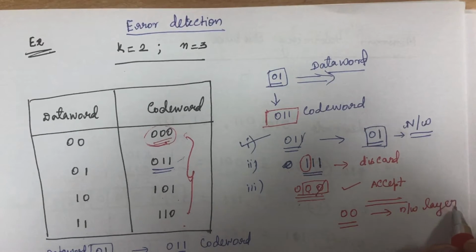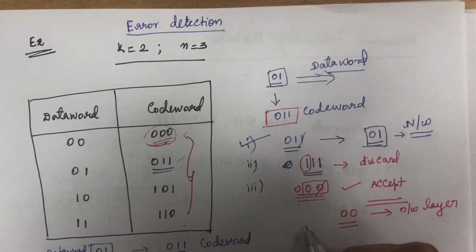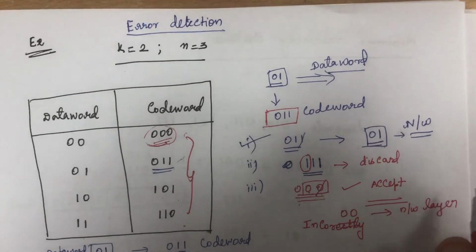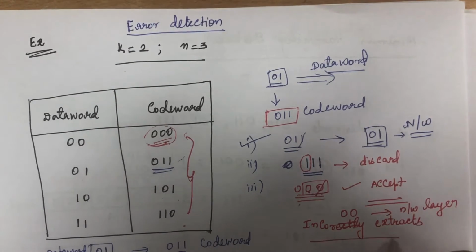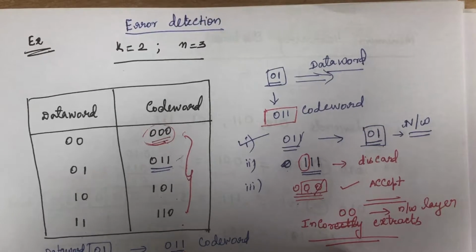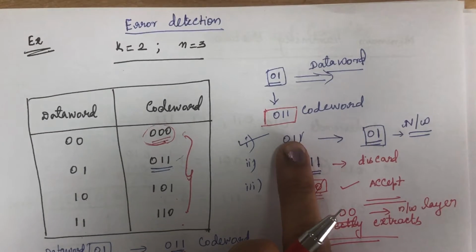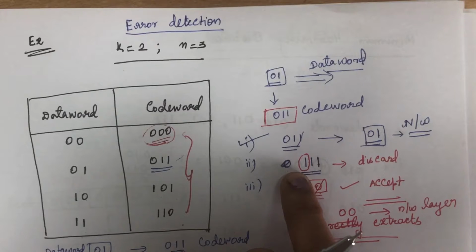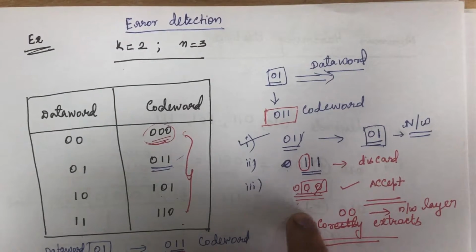So what happens here is an error detection failure. The receiver incorrectly extracts the data word. So error detection is not done properly. You can do the error detection in some of the cases, but error detection is not done properly in this particular case. So this is one of the problems in block coding.